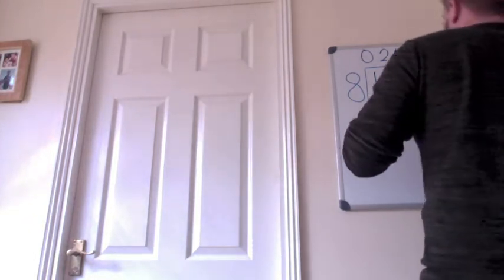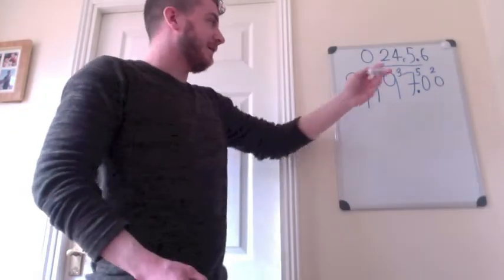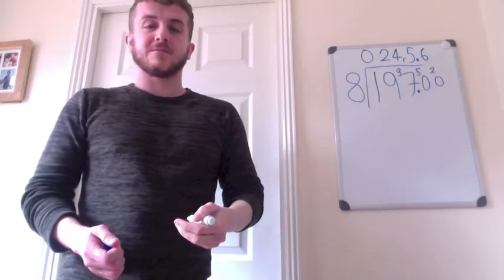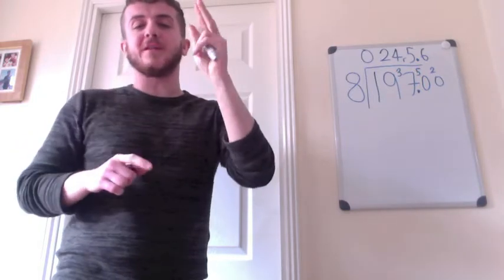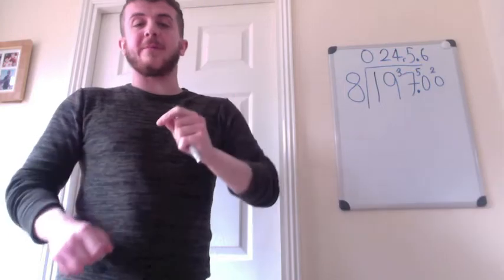And remember, I'm putting the 0 there. Doesn't make any difference to the value whatsoever. So, how many 8s now go into 20? 2. 8, 16, 24 is a little bit too much. So 8, 16, 2 times with a remainder of 4.